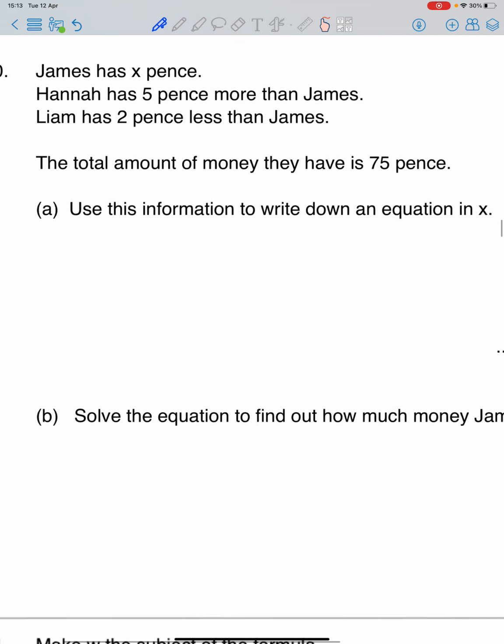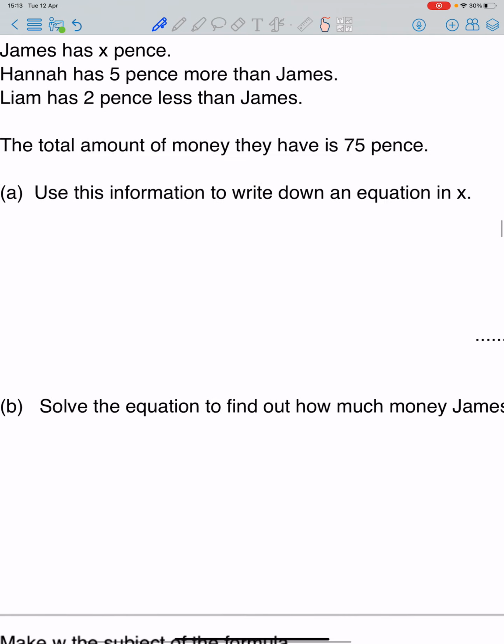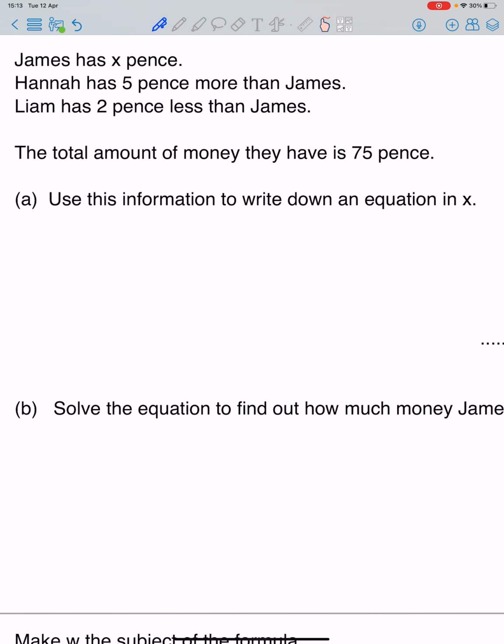Right, next question. James, number 20. James has x pence. Hannah has 5 pence more than James. So Hannah has what, x + 5? And then Liam has 2 pence less than James. So Liam has x - 2. The total amount of money they have is 75 pence. Use this information to write down an equation in x.